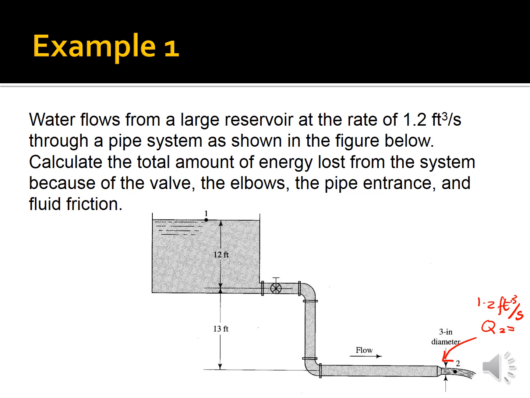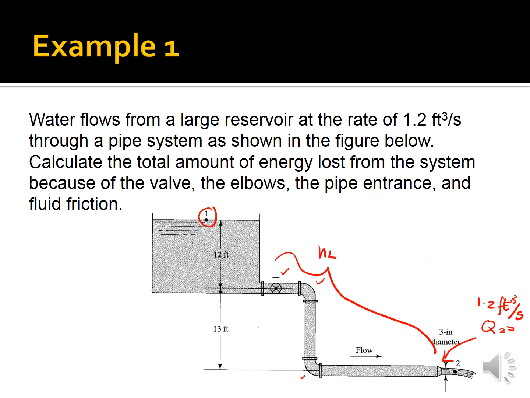And then calculate the total amount of energy lost from the system because of the valve, elbow, and the pipe entrance. As you can see here, all the way down from the liquid at point 1 to reach point 2, it may experience a loss of energy due to the valve, and due to the elbow, the connection, the entrance of the pipe, and the fluid friction. Along the way it may experience either addition or loss of energy, but it clearly shows that there is no addition or removal of energy. It just may experience the HL.